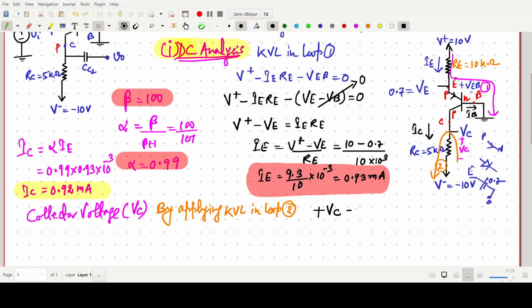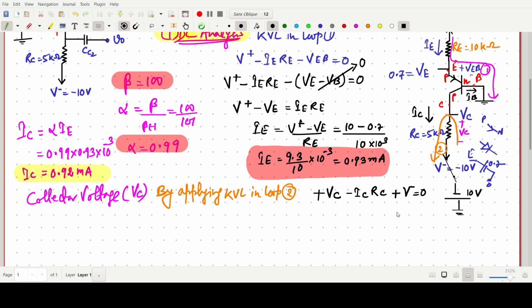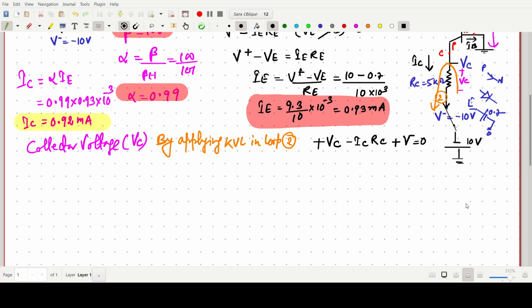Then it should be minus IC RC, and this one is V minus. V minus means this one is like this. Okay, 10 volt, 10 volt. Okay, clear. So this one is more or less this kind of thing, 10 volt. Okay, and this is grounded. So this should be plus 10 volt, or simply write V minus equals to 0 plus V minus. Okay, because once again I am just giving you a brief here.